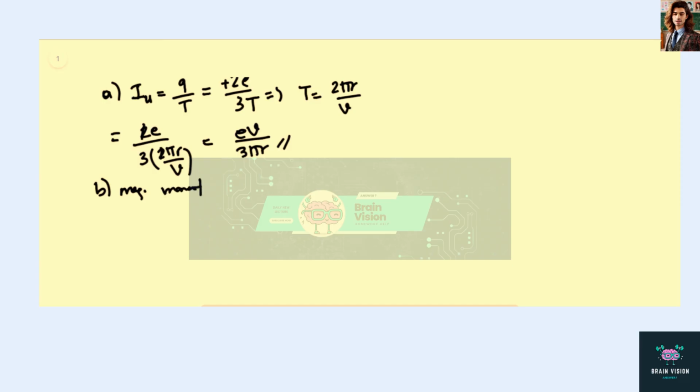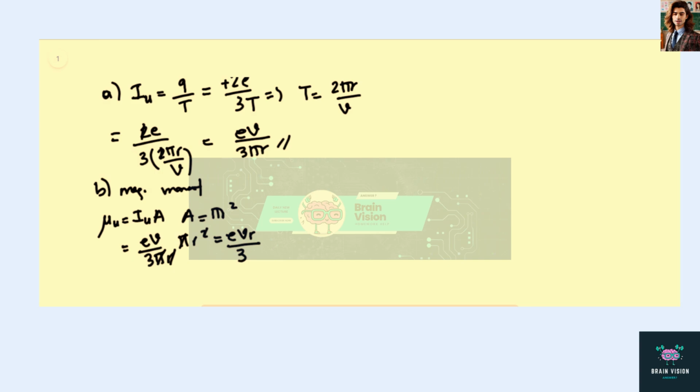Now in part B, we were asked to calculate the magnetic moment due to this current of an up quark. So mu up is going to be I up times the area, being pi r squared. Substituting for I up, the current of an up quark, ev over 3 pi r times pi r squared. Pi's are going to cancel, r's are going to cancel. evr over 3 is going to be our magnetic moment for an up quark.